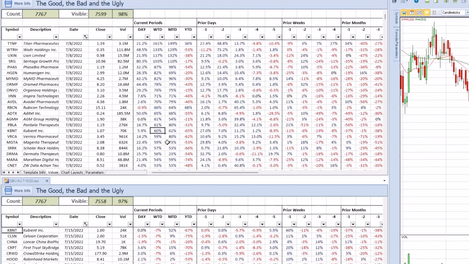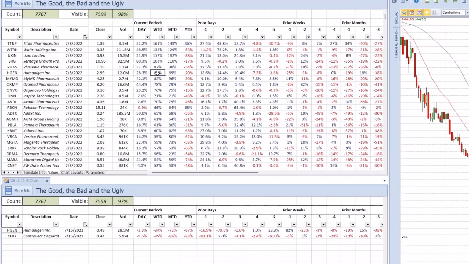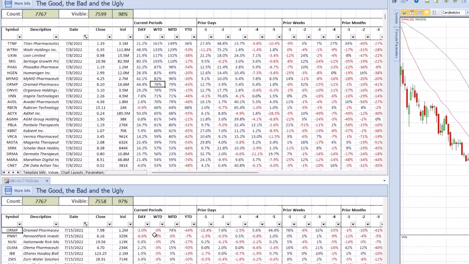Now, this leads to another idea for viewing reports. What I'm doing here is trying to get a sense of, if there's been a big move one week, what tends to happen the following week. All I'm doing to get a sense of that is clicking on the stock and then looking at the report below.